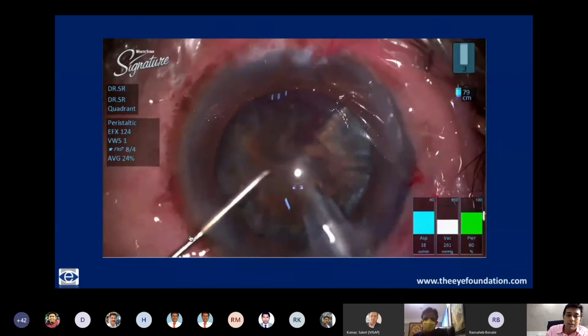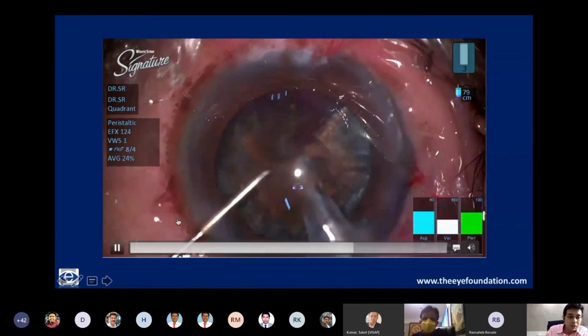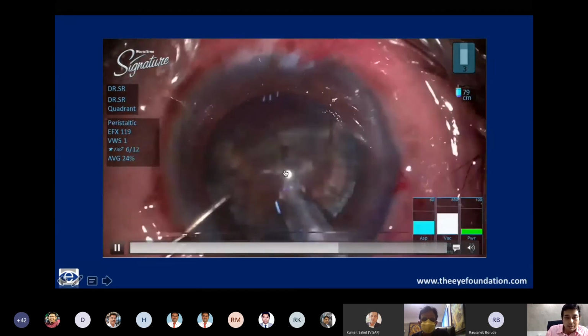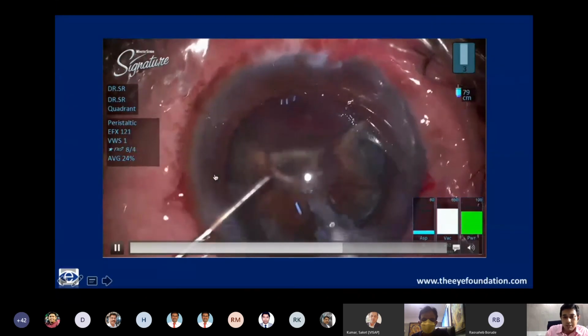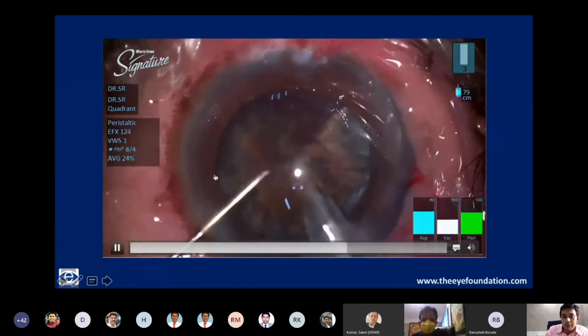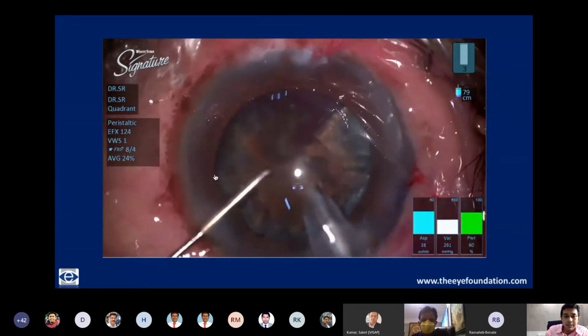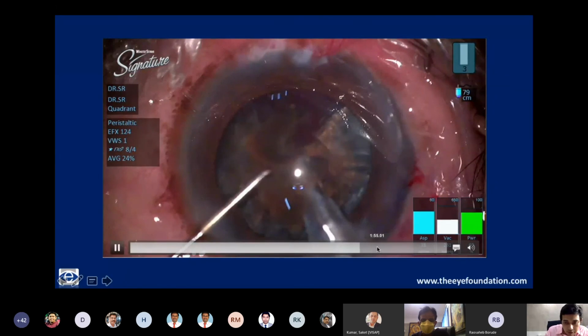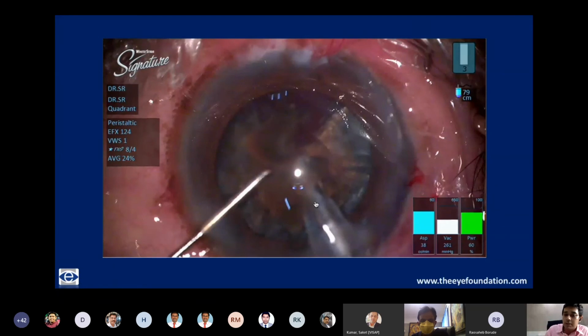The efficiency of the machine is such that you're actually able to evacuate the pieces with great efficiency and great speed. For some reason, this video is getting stuck, but anyway, the efficiency of the machine is such that you're able to remove even these hard pieces very efficiently.